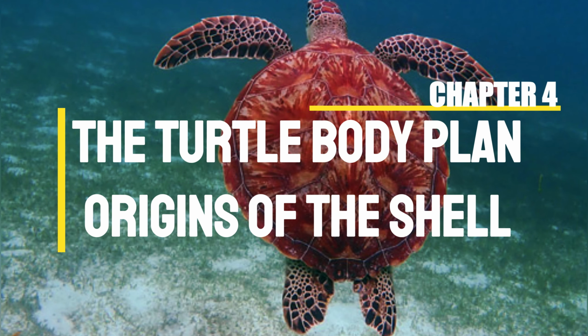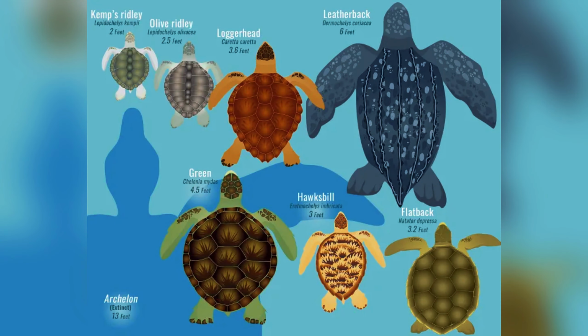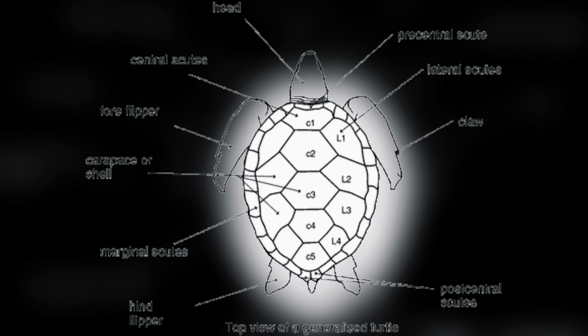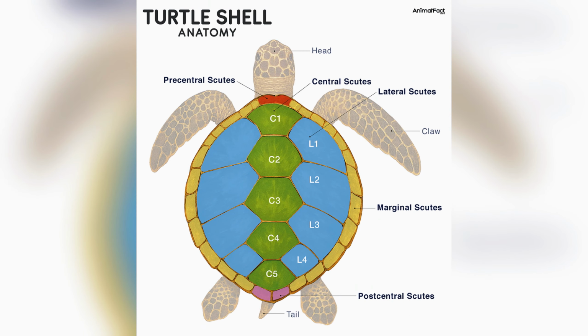Chapter 4: The Turtle Body Plan, Origins of the Shell. A central question in turtle evolution has always been, how did the turtle shell arise? Paleontological and developmental research points to a gradual sequence of anatomical changes that culminated in the distinctive shell. Early progenitors first exhibited widened ribs and broad body frames. Over time, these ribs expanded and became interconnected by specialized bone tissues. The plastron, the underside of the shell, evolved before the carapace, as seen in species like Odontochelys. Eventually, the full carapace developed through the fusion of ribs and neural bones, forming a complete protective dome.